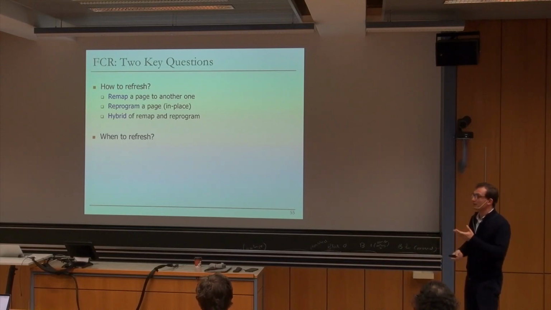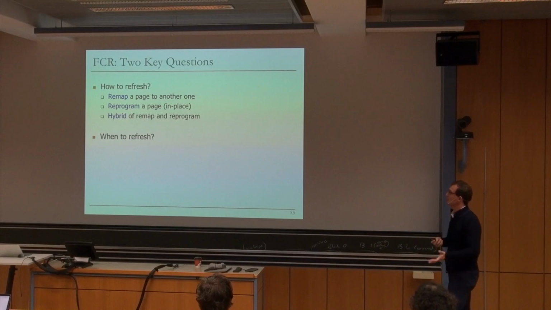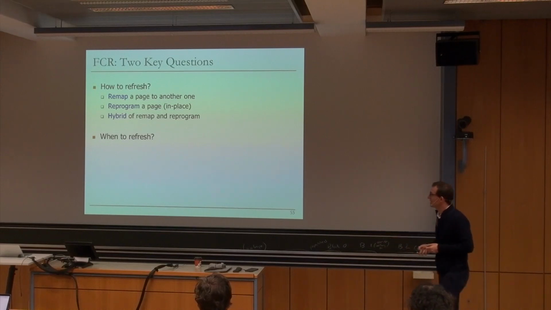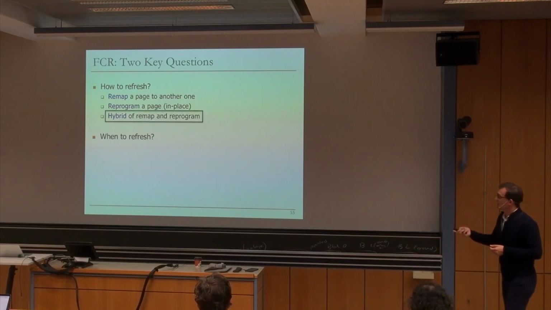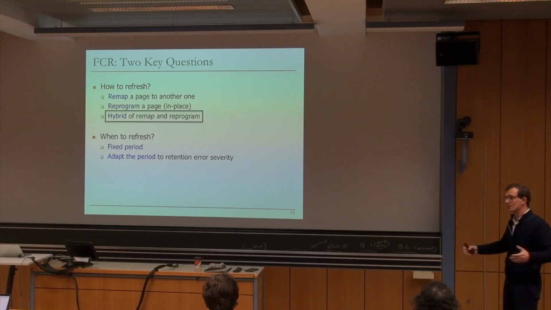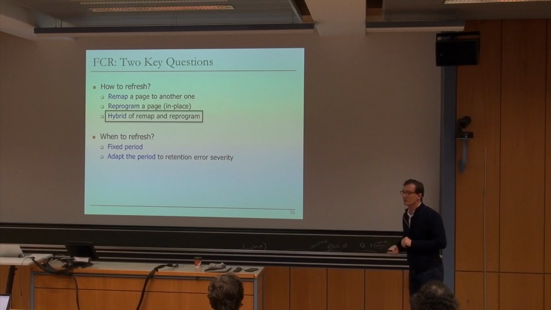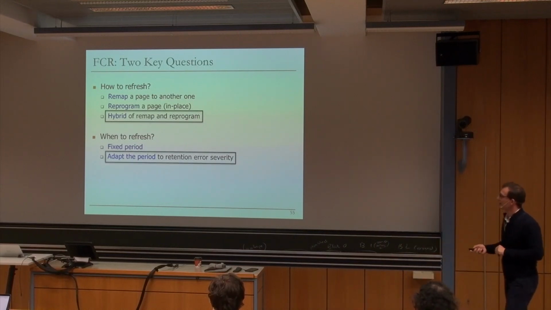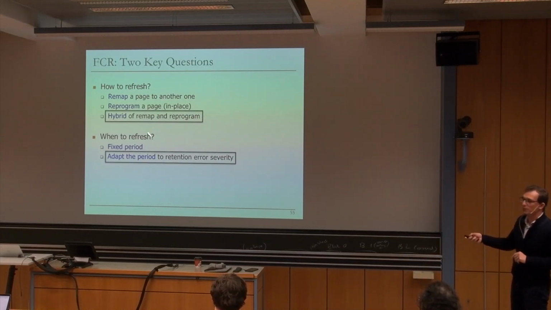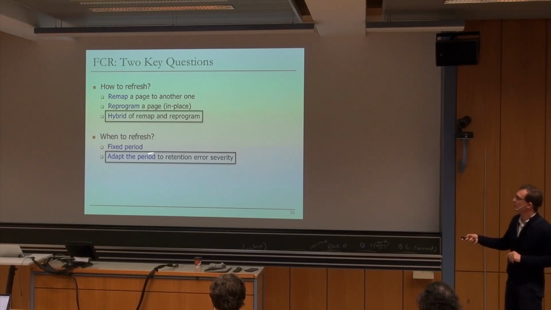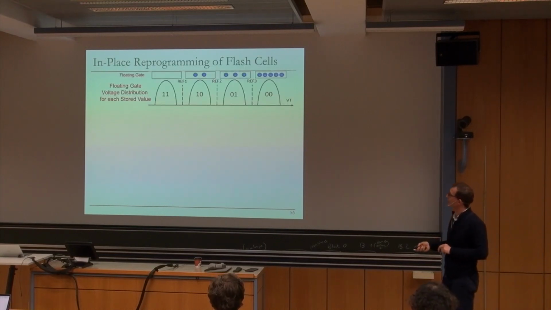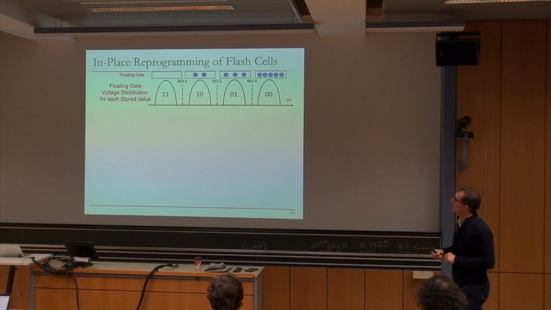Or you could have a hybrid of remap and reprogram, depending on how you want to optimize your error rate. And when to refresh, basically you can have either a fixed period like DRAM, not so good, or you can adapt the period to retention error severity. And we're going to do that. So basically, the proposal is to have a hybrid of remap and reprogram and adapt the period to retention error severity. So let's talk about this in-place refresh.